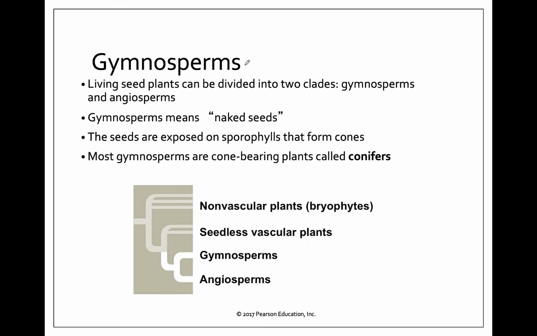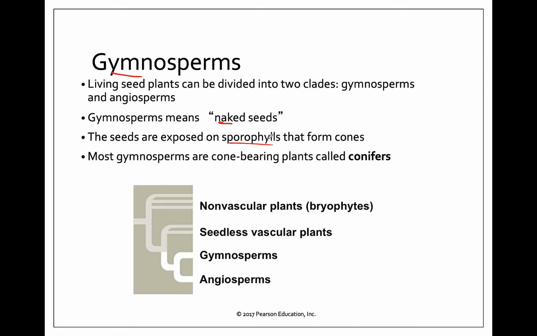So the first clade of seed plants that we're going to talk about is the gymnosperm. Gymno means naked, and these are going to be naked seeds, meaning they're not going to be inside of a fruit, which is what the angiosperms will be. So they're actually exposed on the sporophylls that form cones.